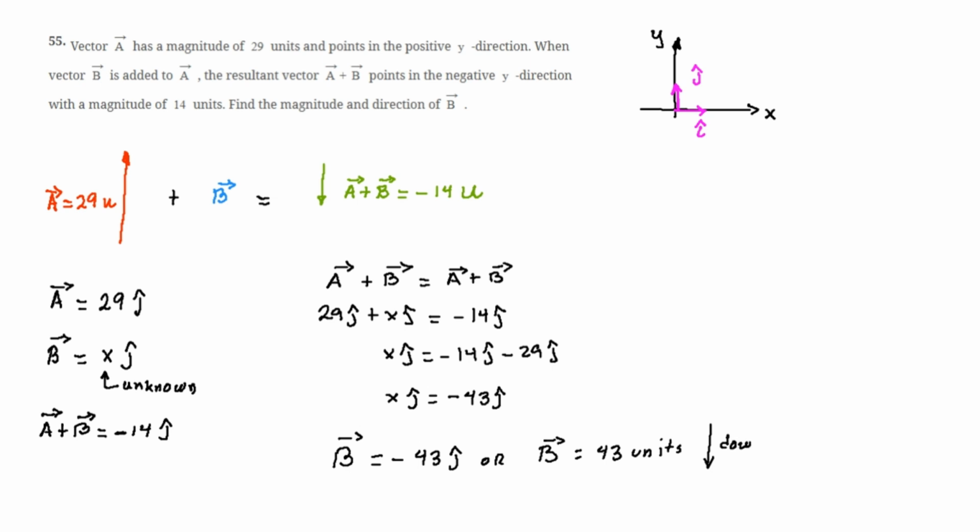So my vector is 43 units downward. If it's minus j, it means that it's against the direction of unit vector j. Unit vector j points up, because it points in the direction of the positive y-axis. So if I get minus 43j, it means a vector of magnitude 43 units, and what direction? Direction minus j, so opposite to the unit vector j, so negative y, in the direction of the negative y.